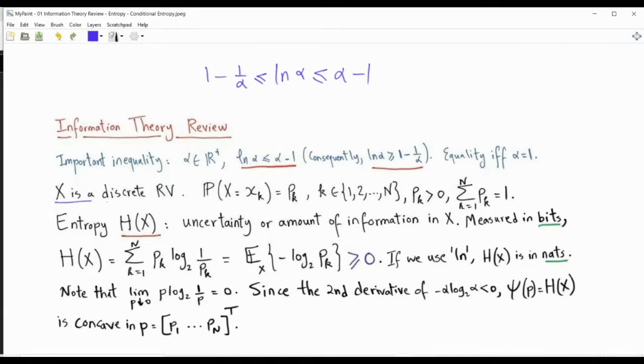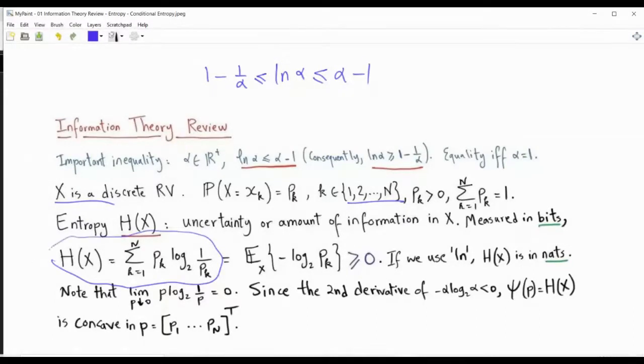Okay, so suppose that you have a discrete random variable that takes n values. And of course, the sum of the probabilities is 1. So P1, P2, and so on, this is the PMF of the random variable X. And so we define the entropy of X, H of X, as the uncertainty in X. To measure it in bits, we use the logarithm to the base 2. And this is the master equation.